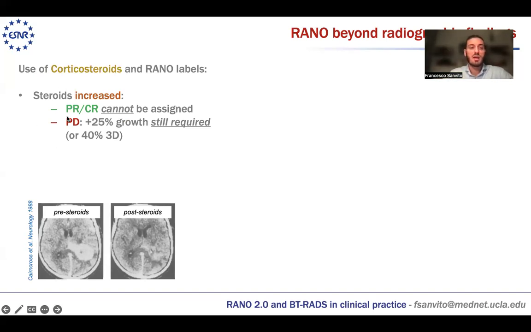However, which is interesting, in case the tumor is growing, we still need that 25% or 40% volumetric growth even in case the patient received increased steroids, which is kind of counterintuitive, because that competing effect of steroids in artificially shrinking the tumor may cause a tumor that is still progressing to not meet this pretty demanding threshold of 25%, which is a lot. And also, if steroids are decreased, there may be an artificial enlargement in the tumor, and that's why you cannot call a progression in case of steroid decrease.